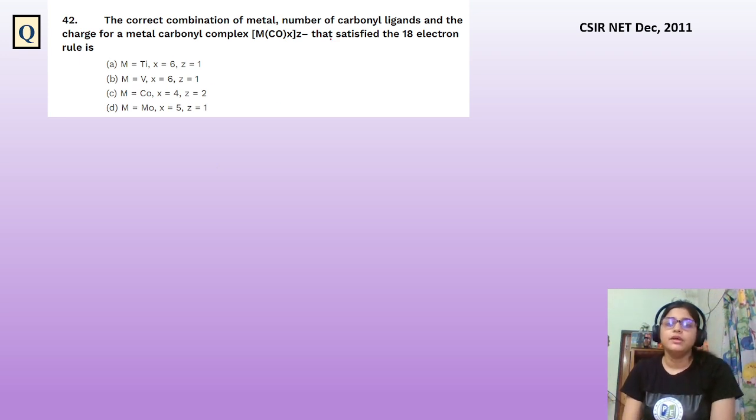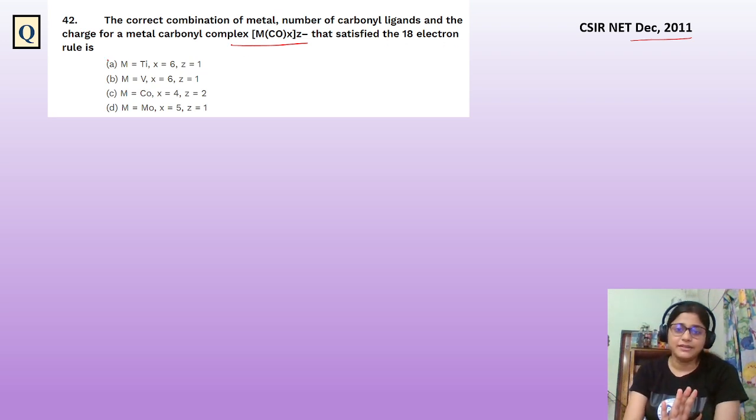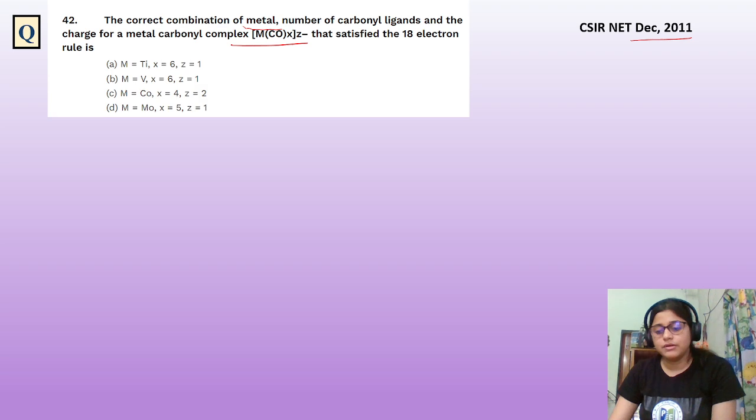Fine. Now see, in CSIR-NET December 2011, the question asks for the correct combination of metal, number of carbonyl ligands, and the charge for a metal carbonyl complex that satisfies the 18 electron rule. Even if it is not written here, you have to consider the 18 electron rule. There is no other method. They try to set a question in a tricky manner, but it is simple. The combination of metal also you have to find out.